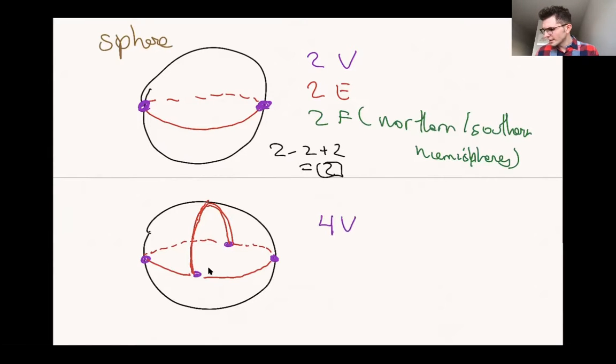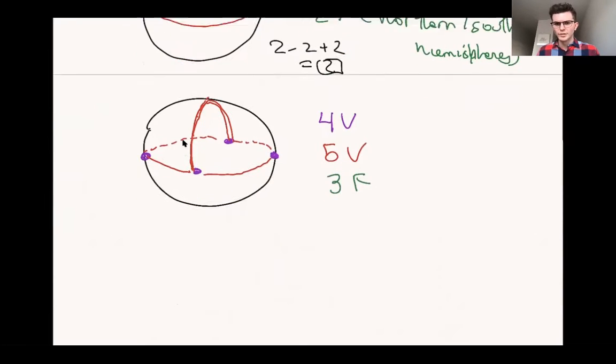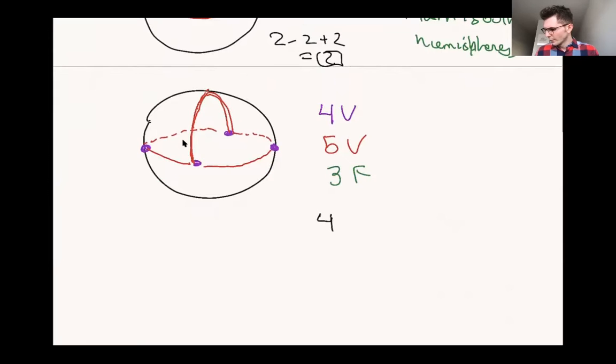How many edges do you get? You get 1, 2, 3, 4, and this long one. So you get 5. And how many faces do you get? You get the southern hemisphere, which is intact, and then you broke the northern hemisphere into 2 pieces, right? So you get 3 faces. Is that okay? So you get 4 minus 5 plus 3, which is 2. So far, so good. Is that making sense?